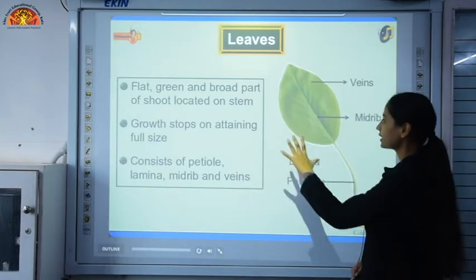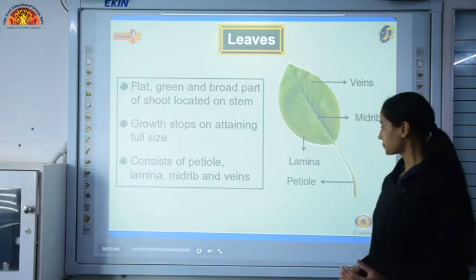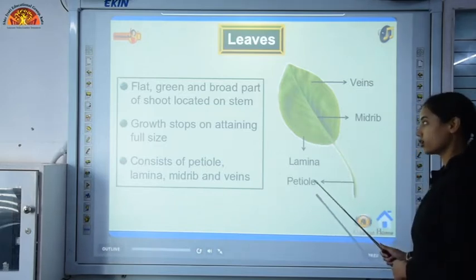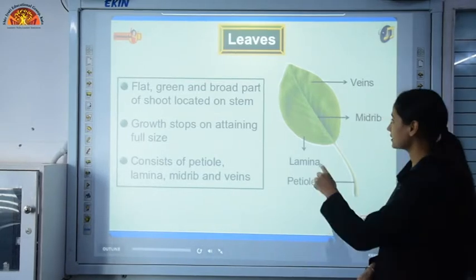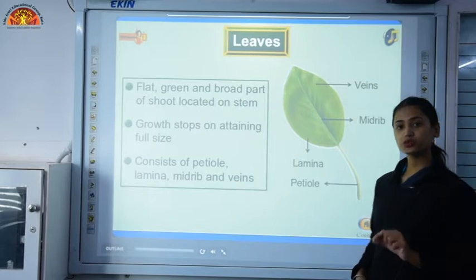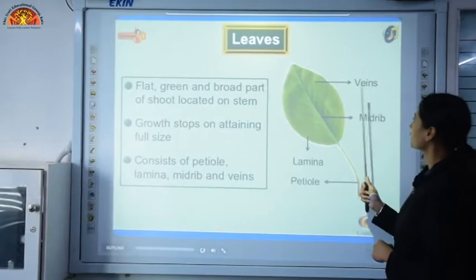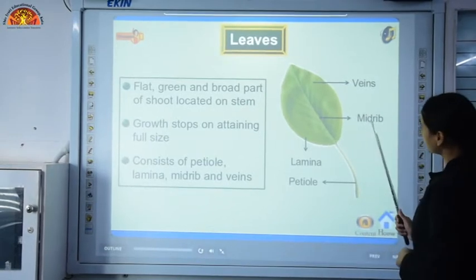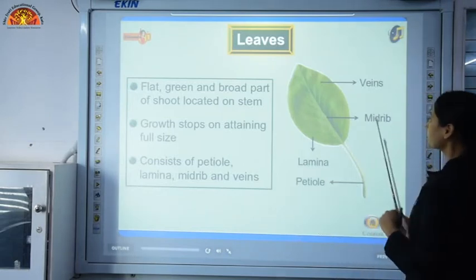Now this green flat structure which is visible, this is known as lamina or also leaf blade. This stick-like structure through which the leaf is attached to the stem is known as petiole. Then if you have looked closely at the leaf, you might have seen very thin fine lines which consist of vascular tissues, and those tissues carry water and minerals in the plant. Those thin fine lines are known as veins, and the thick vein present in the center is known as midrib. So all these parts are clear to you: petiole, lamina, midrib and veins.